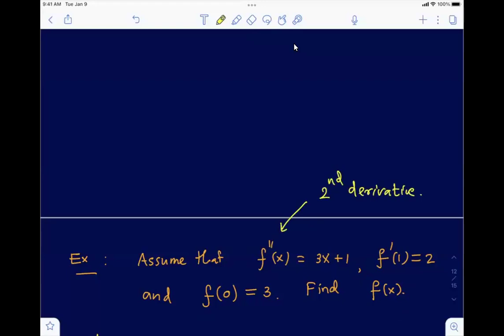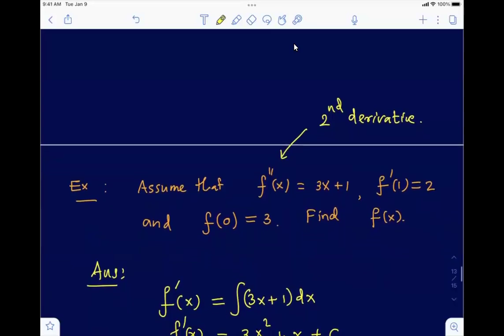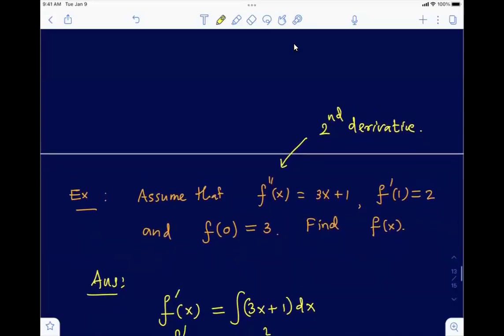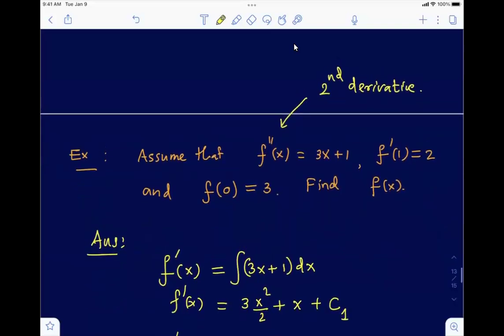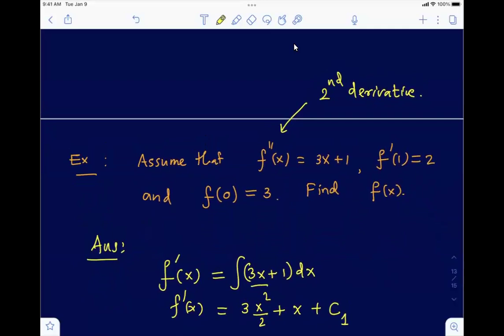So since it's a second derivative, this is what we are going to do. First of all, we will find the first derivative. To get to the first derivative, we need to integrate it one time. So let's have line number 1. F prime x is none other than the integral of the originally given function, which is none other than the second derivative. So now when you take the integral, don't forget, it is none other than just the power rule.